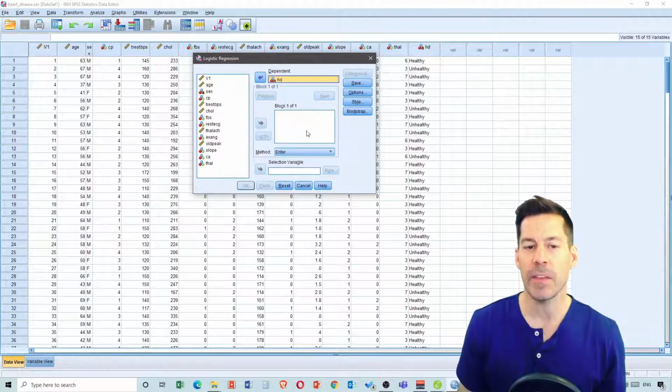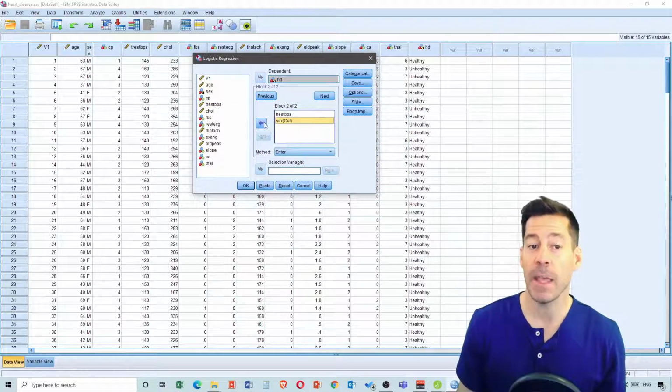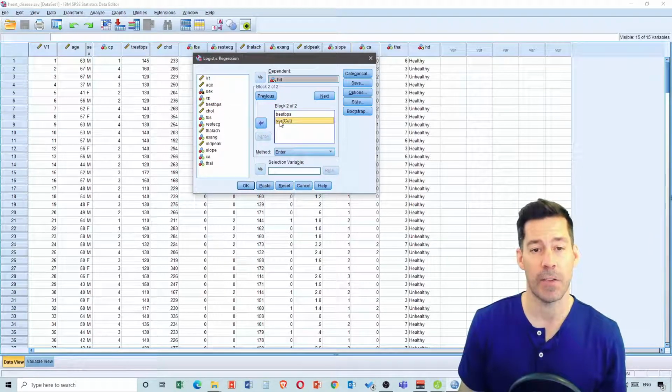And we can do this in a block-wise way. So the first one we're going to do is just look at the impact of resting blood pressure and enter that. Then we're going to do a hierarchical analysis where we also use blood pressure and sex. Now we can go through all of the different possible categories and all the different predictors, but we'll just start with those two at this point.